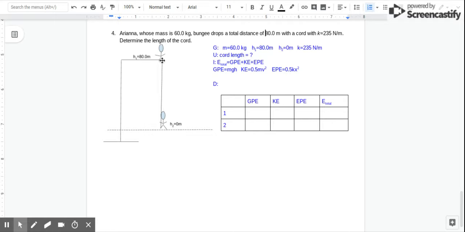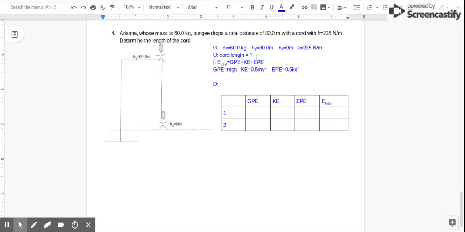So anyway, here's Ariana at the top, here's Ariana at the bottom. What you might have noticed, I put a little dash in there, right? That's my dash line. This is my reference height of 0. We've talked about reference heights before briefly, but we're saying she's falling a total distance of 80, so we can just use height 2 of 0, use height 1 of 80. If you got that, you probably got this problem right.